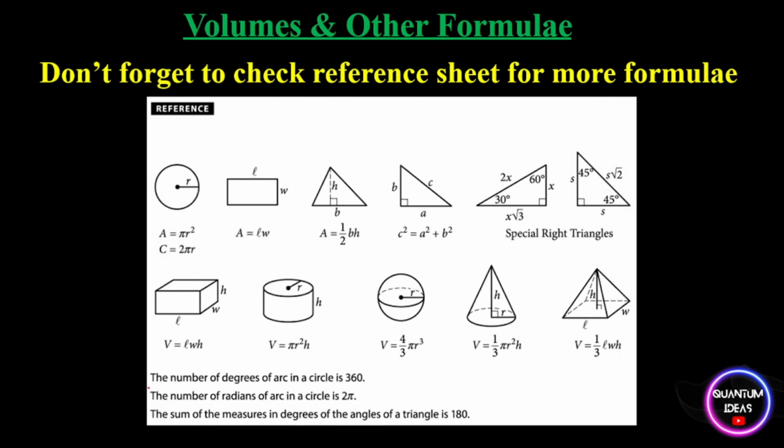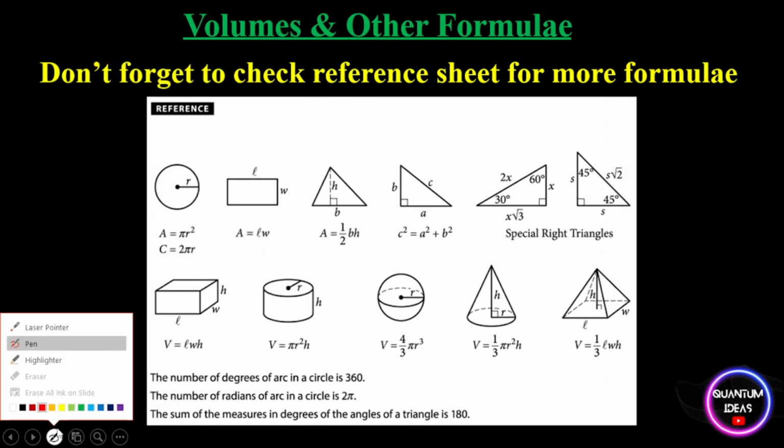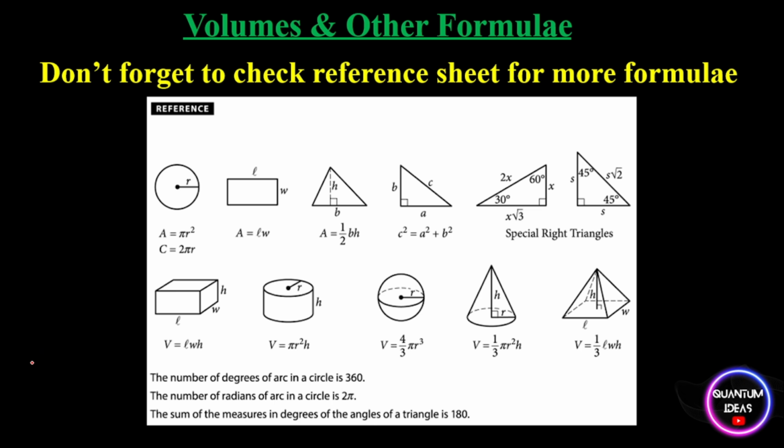So we have volume and other formulas. In both the digital and paper format of the test, you can see the reference sheet. These are the formulas already provided in your formula sheet, so you can refer to it while giving the exam. They are already there, so it will make your exam easier. Let's see what is given: the area of a circle, circumference of a circle, area of a rectangle, area of a right triangle, Pythagoras theorem, and special right triangles. There are two types of special right triangles given.